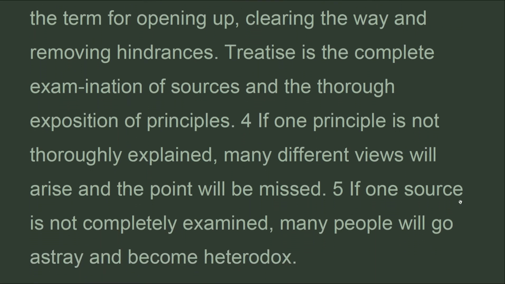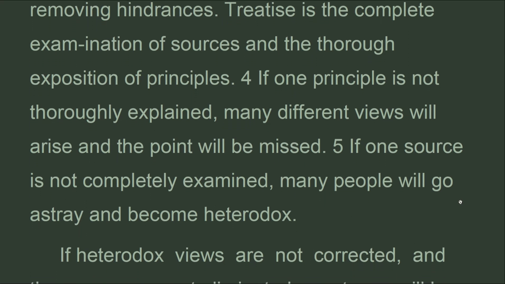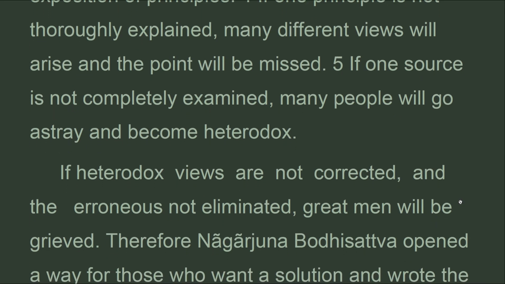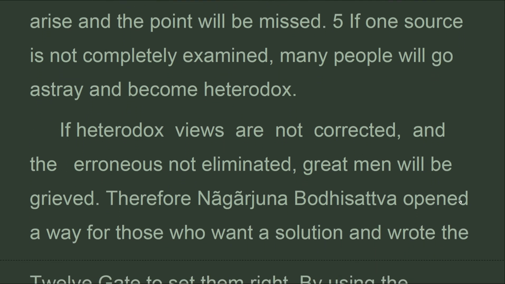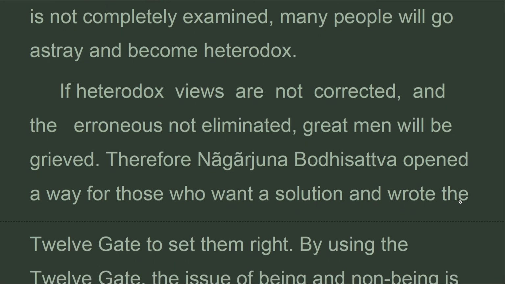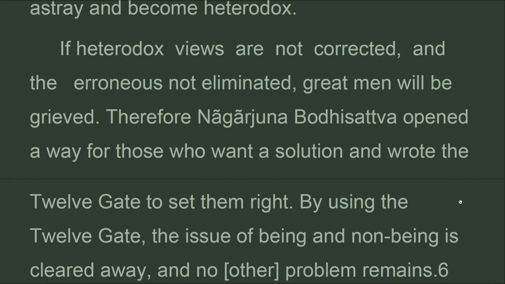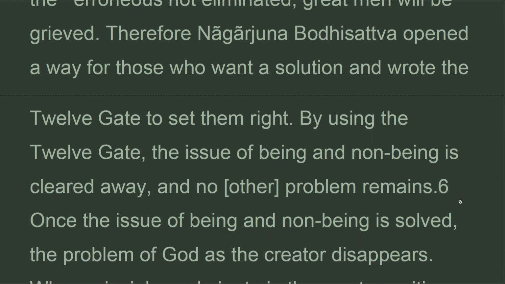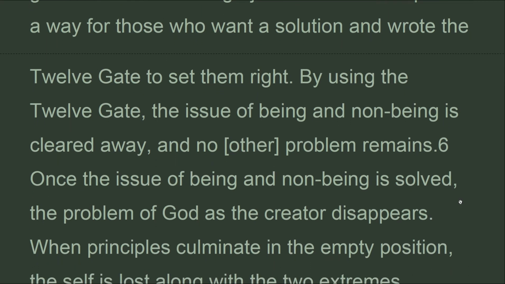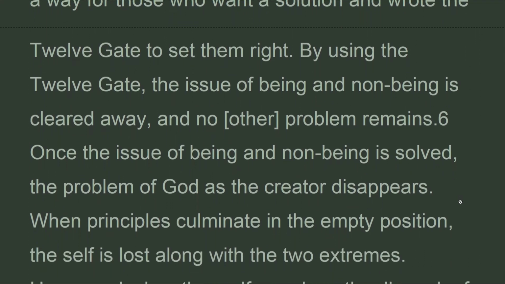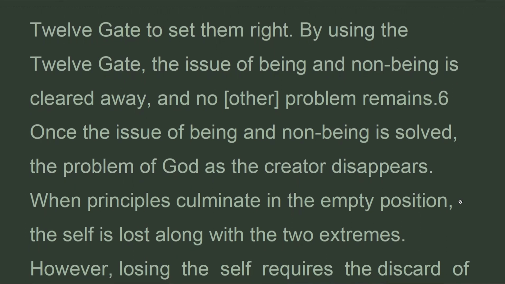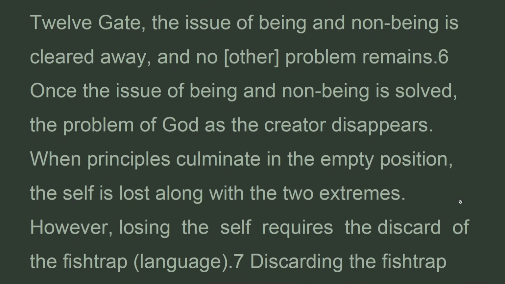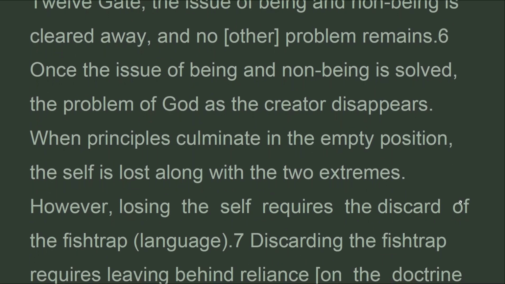If one principle is not thoroughly explained, many different views will arise and the point will be missed. If one source is not completely examined, many people will go astray and become heterodox. If heterodox views are not corrected, and the erroneous not eliminated, great men will be grieved. Therefore Nagarjuna Bodhisattva opened a way for those who want a solution and wrote the 12-Gate to set them right. By using the 12-Gate, the issue of being and non-being is cleared away, and no other problem remains. Once the issue of being and non-being is solved, the problem of God as the Creator disappears.